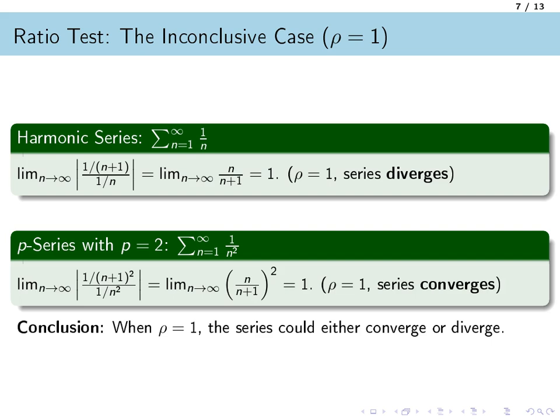To see why, let us examine two familiar series. First, consider the harmonic series, the sum of 1 over n. We already know from the integral test that this series diverges. However, if we apply the ratio test, we find that the limit of the ratio of consecutive terms is exactly 1. Next, consider the p-series with p equals 2, which is the sum of 1 over n squared.